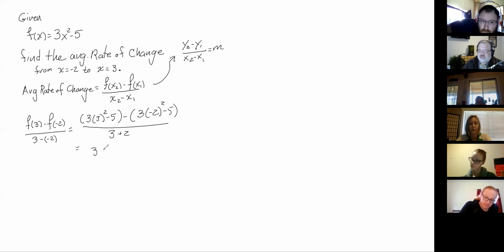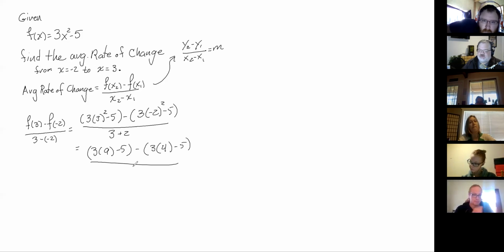So 3 times 9 minus 5, minus 3 times positive 4, because we are squaring that whole negative, minus 5, over 5. 27 minus 5, so 22, minus 12 minus 5 is 7, over 5. So 15 over 5, and yeah, it's the 3 I've seen a fair amount of up there.